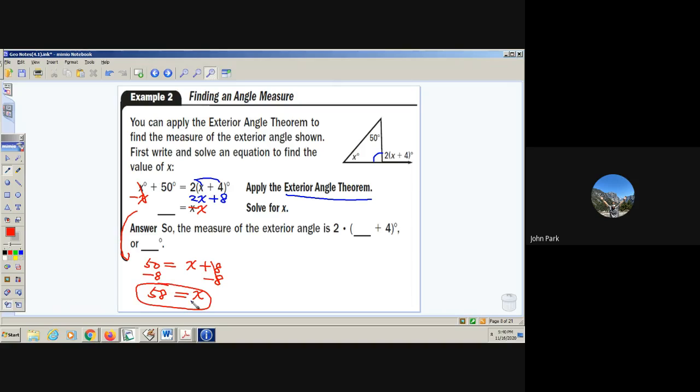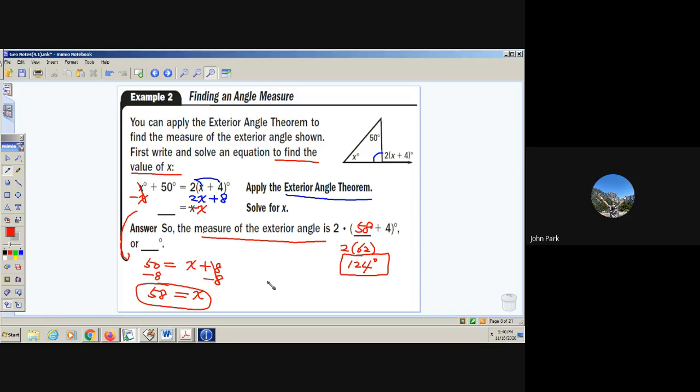So we got x as 58, but we're not done with just x, because we're going to use that to find the exterior angle on the outside. So we're trying to find the measurement of the exterior angle. So we have to plug it back into the x here. x is 58, so plug in 58. So that's going to be 2 times 58 plus 4, which is 2 times 62, and 2 times 62 is 124. So the exterior angle is going to be 124 degrees.